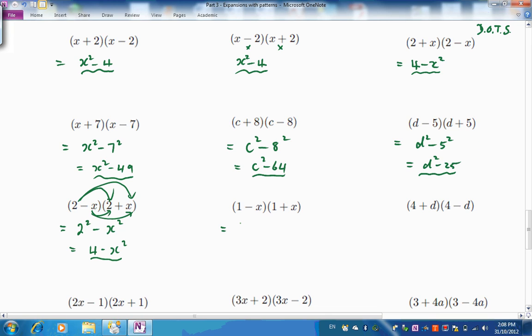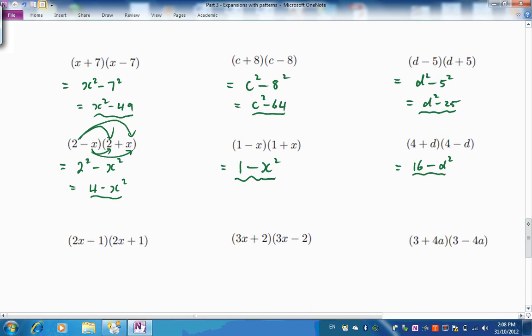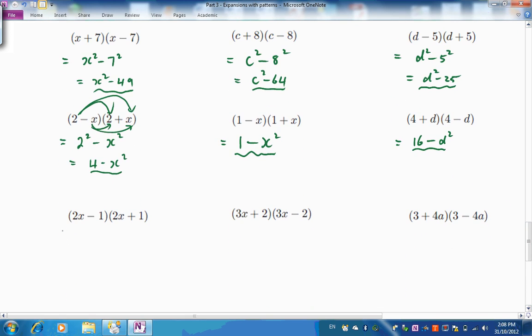Here again, first term squared is 1, take second term squared is x squared. Same again, first term squared is 16, 4 squared, take d squared. Can you see what's happening there? Okay, let's have a look at the last ones now.